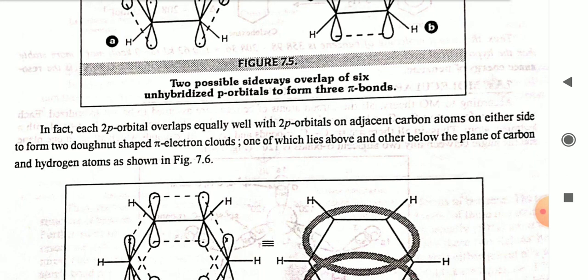In fact, each 2p orbital overlaps equally well with the 2p orbital on the adjacent carbon atom on either side to form two donut-shaped pi electron clouds, one of which lies above and the other below the plane of the carbon and hydrogen atoms, as shown in figure 7.6.